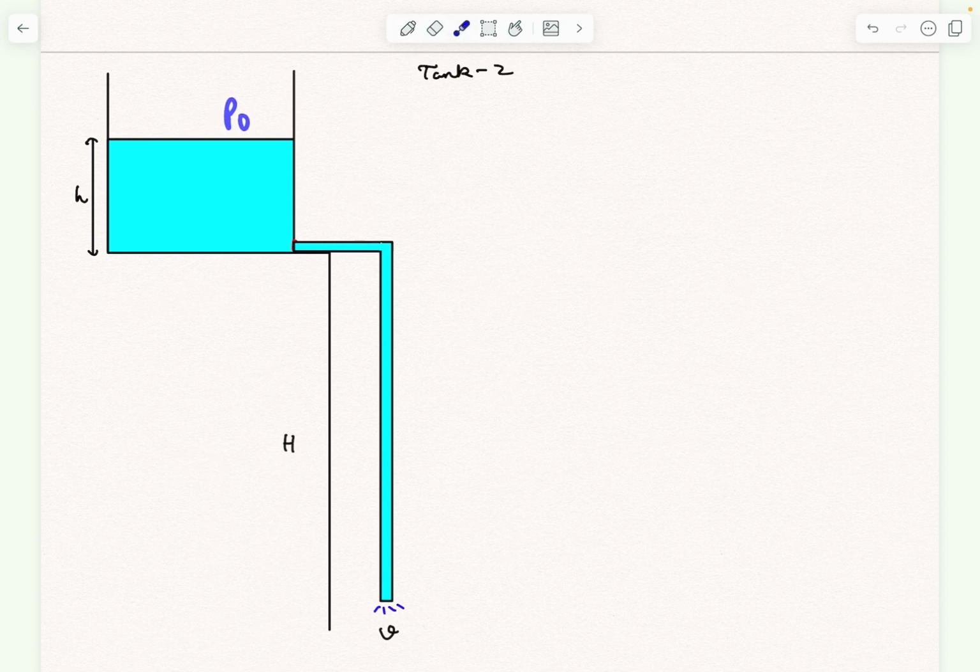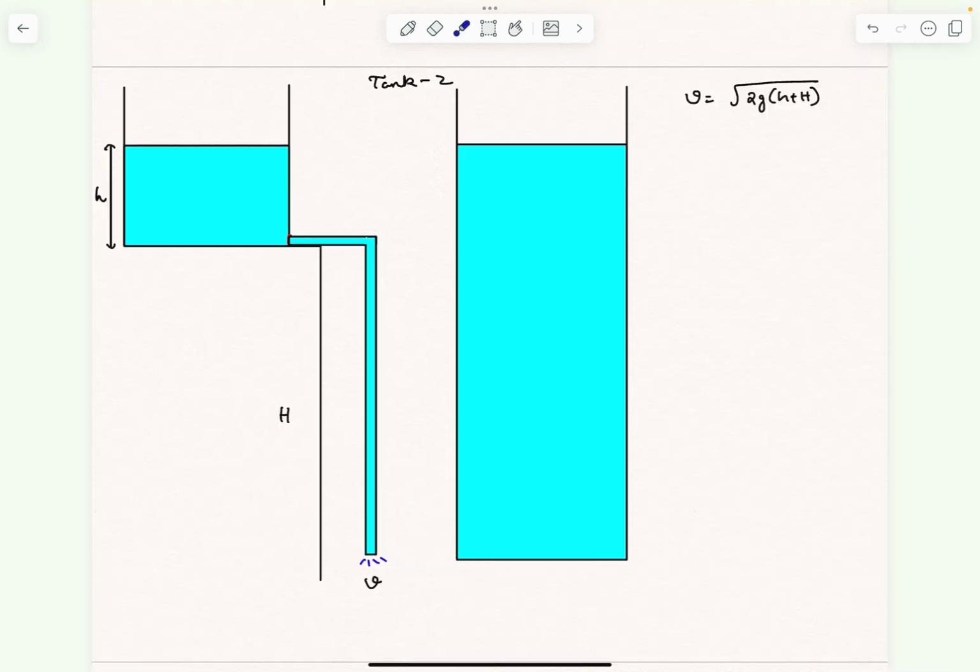So here the pressure is P0 and the velocity of the free surface is almost negligible. So you can apply Bernoulli's theorem and you would observe that here also the velocity will just turn out to be square root of 2g (small h plus capital H). The expression looks exactly similar. It's just that the hole is now at a depth of small h plus capital H, right?